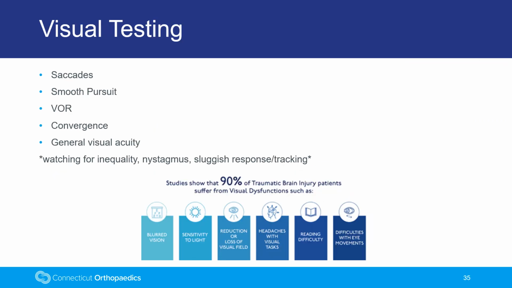Visual testing, looking at saccades, smooth pursuits, VOR, convergence, and general visual acuity, specifically watching for equality, nystagmus, sluggish response, and tracking, and note their symptoms, eye pain, dizziness, nausea, that associate with eye movements.